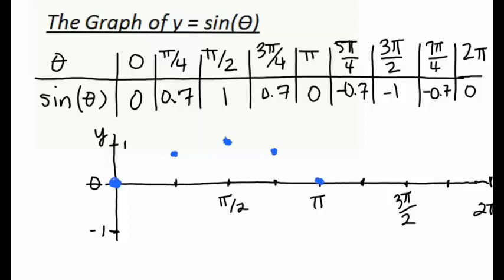At 5 pi by 4, we dip down underneath the theta axis, and we get a value that's pretty close to negative 1. Then at 3 pi by 2, we do get negative 1. At 7 pi by 4, we raise up a little bit back to negative 0.7. And then finally, at 2 pi, we have a value of 0. And if we connect these to the best of our abilities with a nice curved line, we get the sine function.